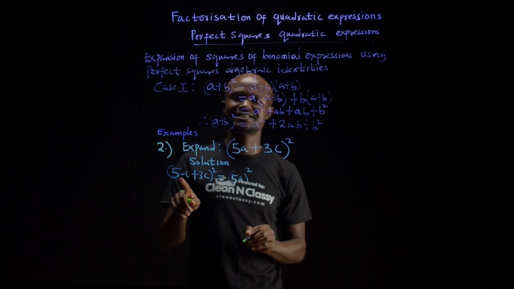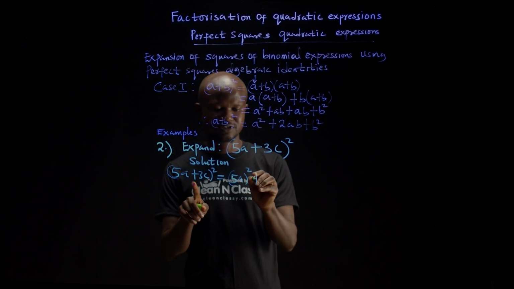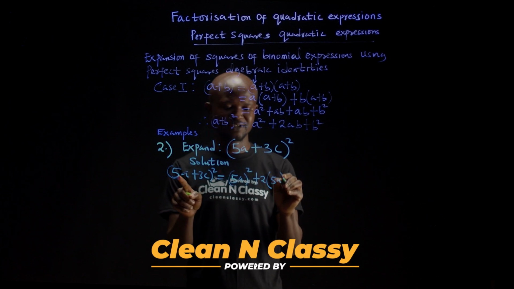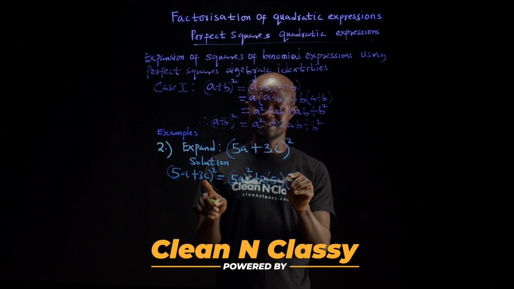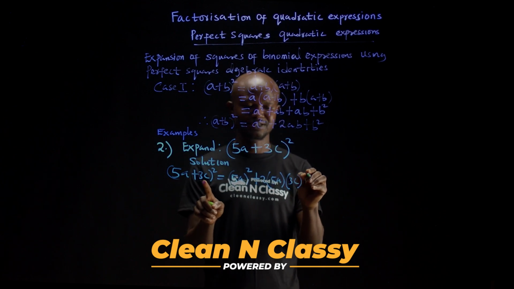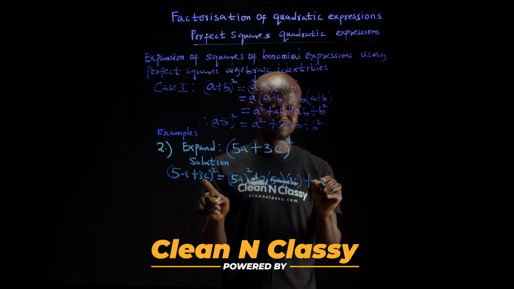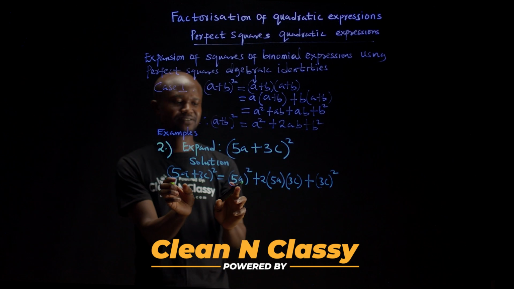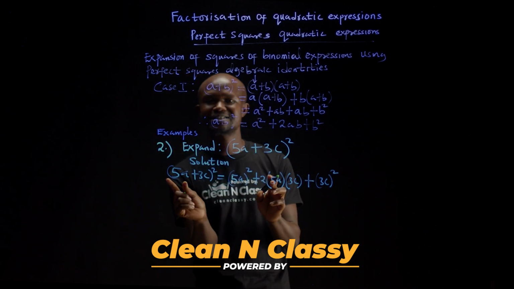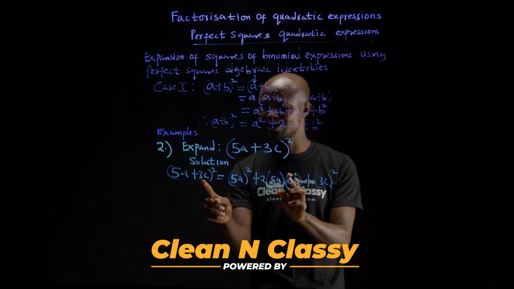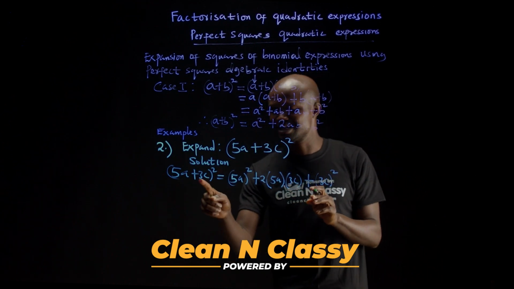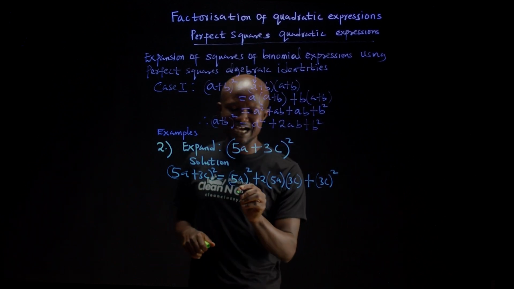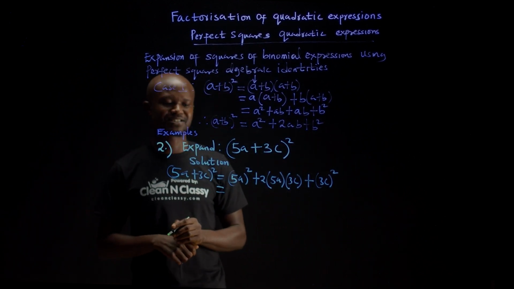That's the first item, squared, plus 2 into bracket the first one, which is 5a, into bracket the second one, which is 3c. Then we square the second one. So the first one squared, plus 2 times the first one multiplied by the second one, plus the second one squared. So that is the formula. In that case, we now simplify this.